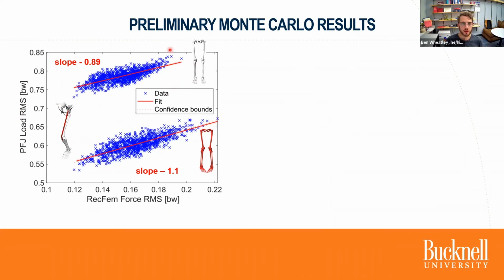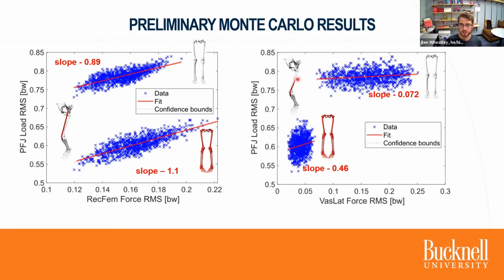But now we're looking at our typically developing case and our most extreme case, where we have increased femoral aneurysm by 40 degrees. And again, as we have an increase in rectus femoris force, we see an increase in patellofemoral joint load, and that's pretty consistent across these 2 extreme femoral aneurysm angles. So the slopes really don't change that much as we go from typically developing all the way to this extreme case. However, if we look at the vastus lateralis muscle now, we can see that we actually observe quite a bit of a change in this relationship between muscle force and joint load.